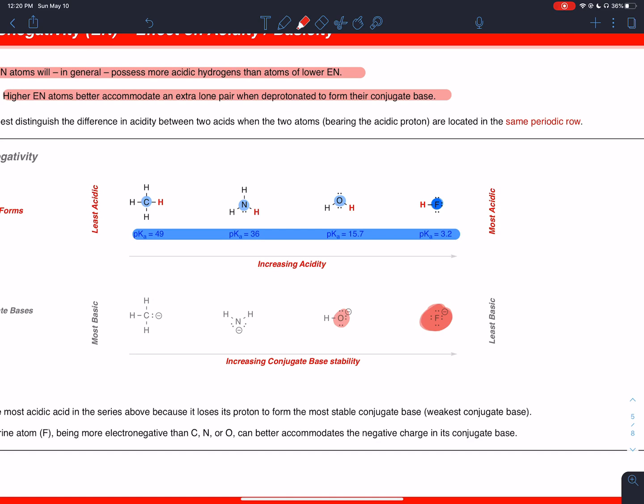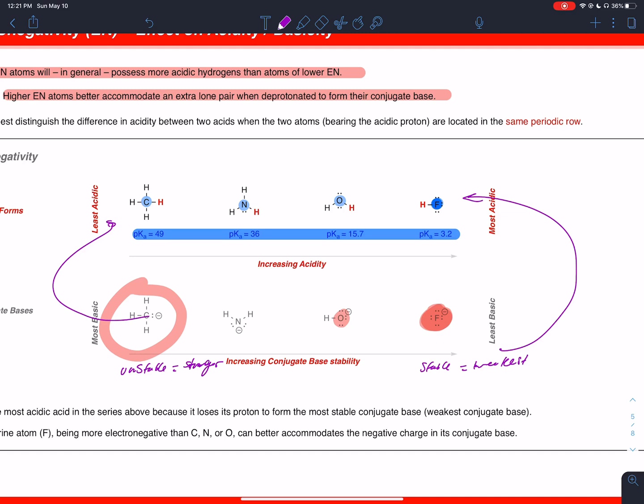Why is it the least stable? Well, it's got the lowest electronegativity, so it doesn't stabilize that negative to the greatest extent. If this is the least stable anion, least stable, unstable equals strong. If this is the strongest base, then it has the weakest conjugate acid. If F- is the most stable, it is the weakest of the bases. If this is the weakest base, it corresponds then to the strongest acid in this series.